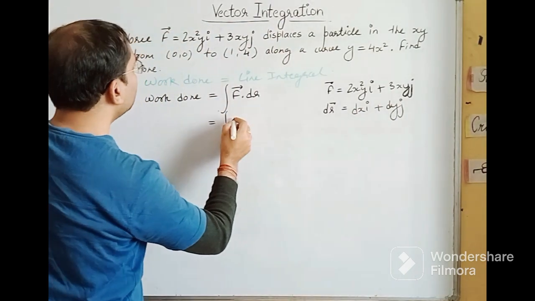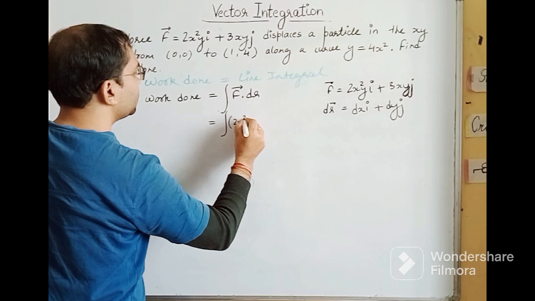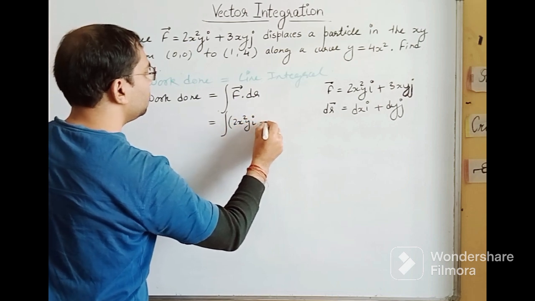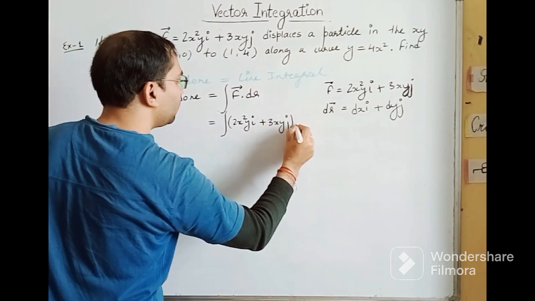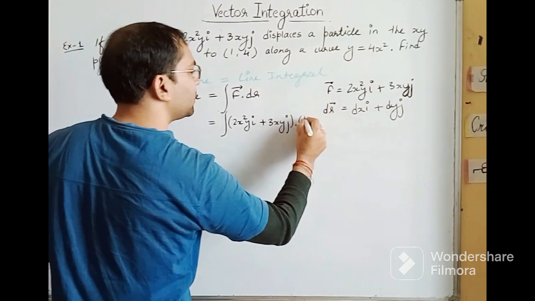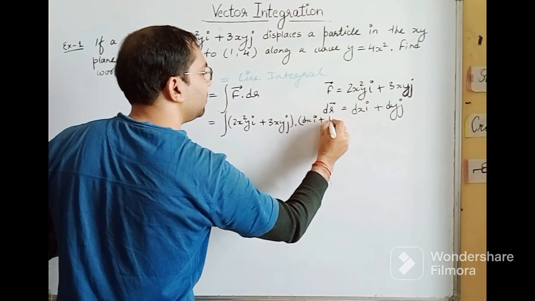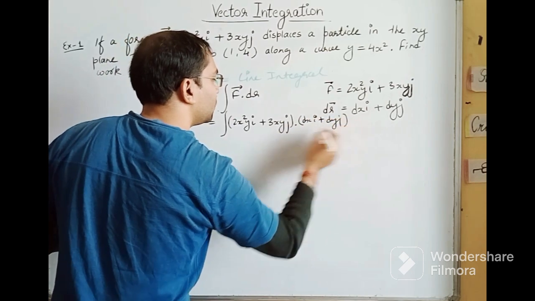So we'll write f here. This is 2x squared y i plus 3xy j, dot producted with dr, which we have already written: dx i plus dy j. So this is a dot product.